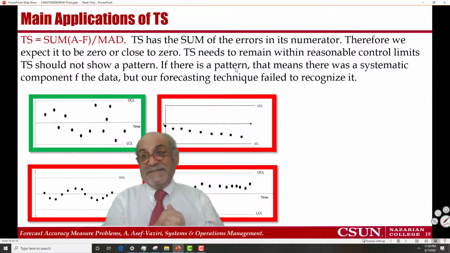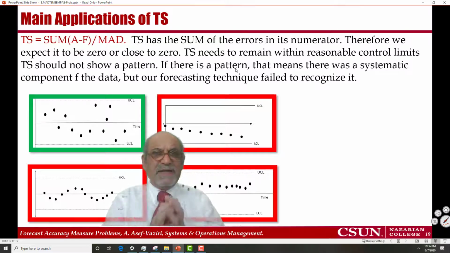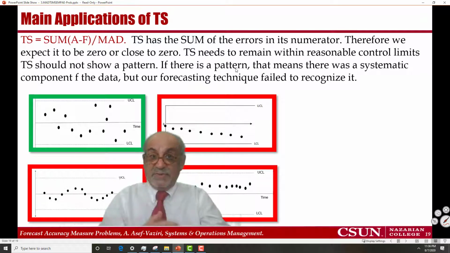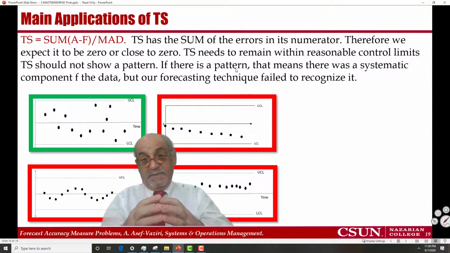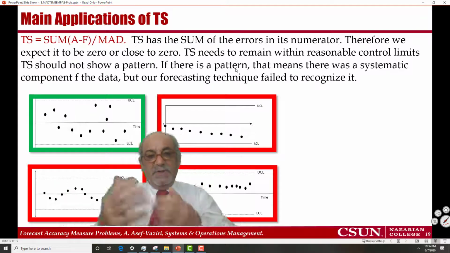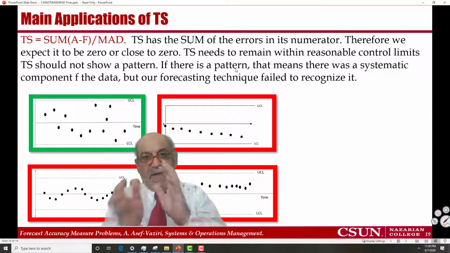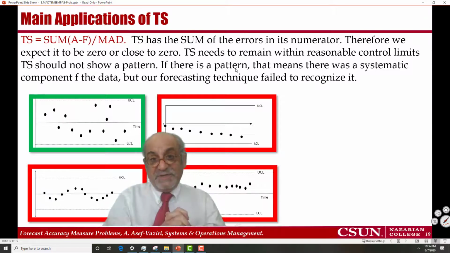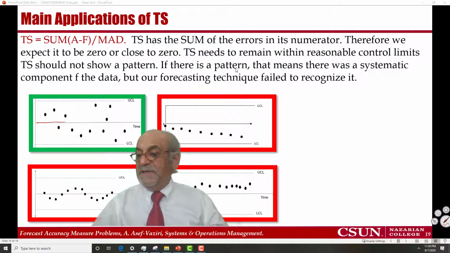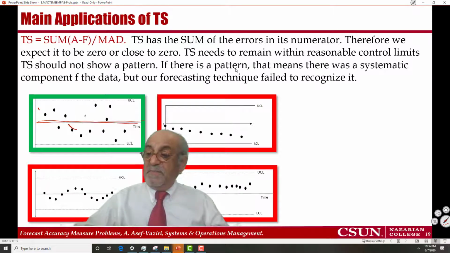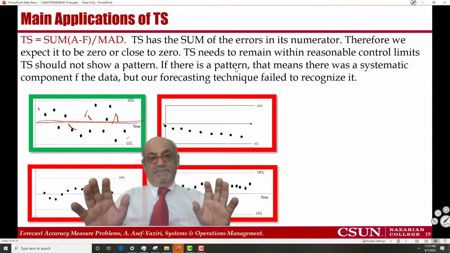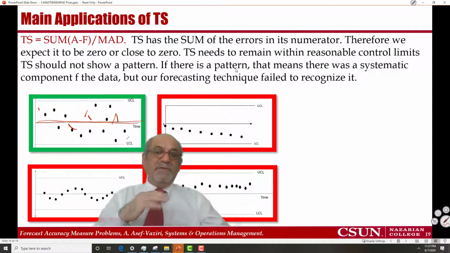We talked about tracking signal. If there is a good forecasting technique, sometimes the forecast is more than actual, sometimes less than actual, more than actual, less than actual. Therefore, if we add it up over some periods, the summation should be around 0, up and down. But the ups and downs should compensate for each other. Therefore, tracking signal usually should be around 0. If it is up and down with no known pattern, that means we are fine. We are within an upper control limit and lower control limit.